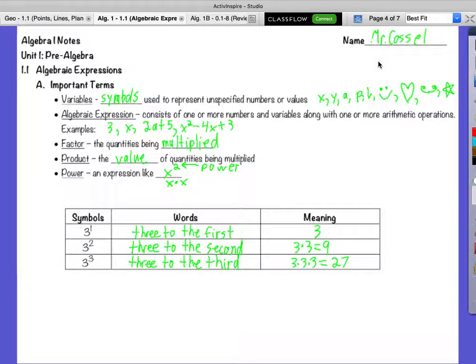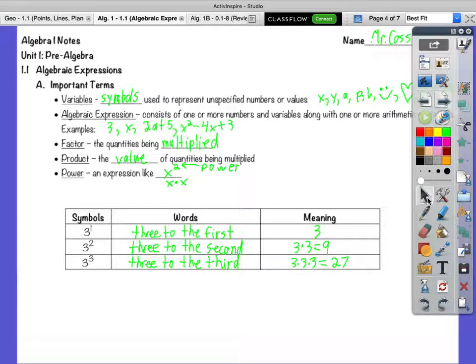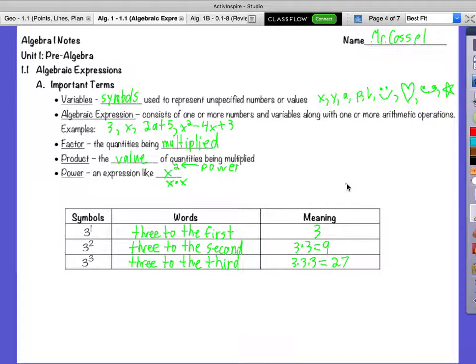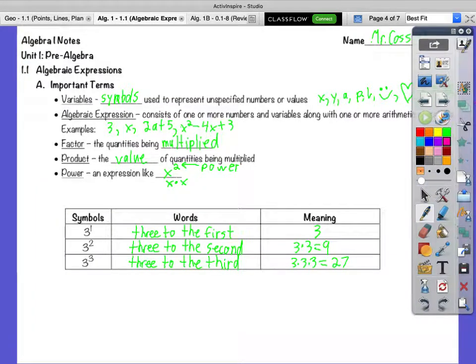Okay, so let's review where we were so we can jump into where we're going. Hey, so we said variables were symbols used to represent unspecified values. We talked about all these different kinds of variables we could have. We gave some examples of algebraic expressions, went over some other vocab, and talked about using our exponents that way, right? If you missed this reminder, look on Google Classroom for that video and watch that.